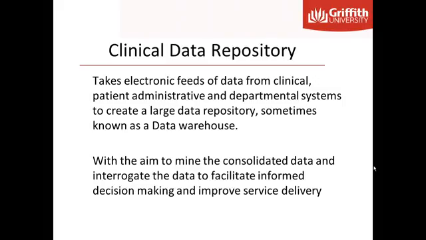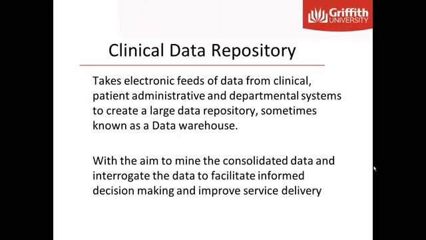So with the aim to mine, in other words, to be able to go into this data and see if there were trends or some patterns that may occur out of this huge amount of data, is really interesting. It's something that a lot of hospitals, a lot of the healthcare providers are doing nowadays, and it's all about, once you get the trends and patterns, you're able to make really good informed decisions and overall improvement of the service delivery within the institution.